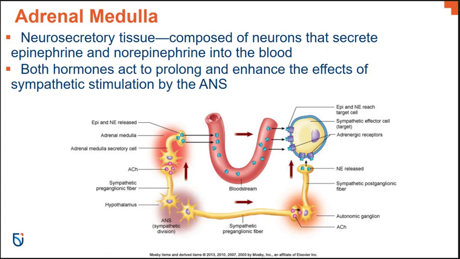Your sympathetic nervous system is that system that's involved in fight or flight response, whereas your parasympathetic nervous system is involved in the opposite, which is rest and digest. And you can see here the release of epinephrine and norepinephrine by the adrenal medulla by neurons, or those neurosecretory cells, into the blood, for which they will then travel to a target organ. In this case, we said it's a sympathetic effector cell, for example, the heart, in order to prolong the effects. And it could be an increase in heart rate, for example, in a stressful response.